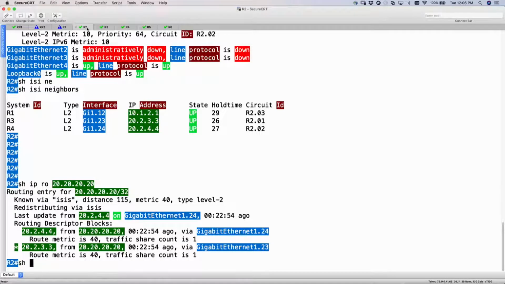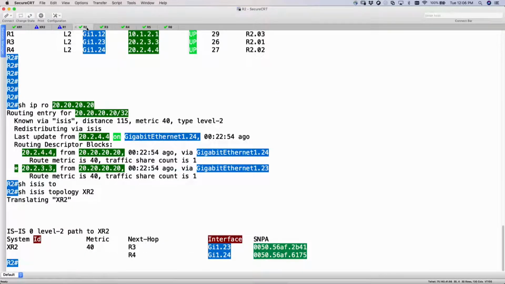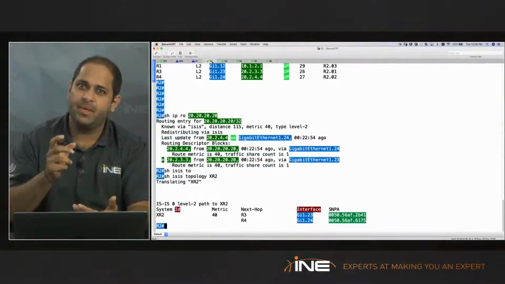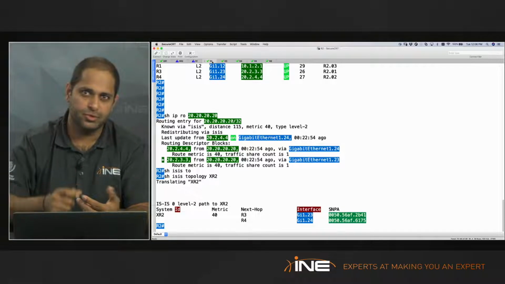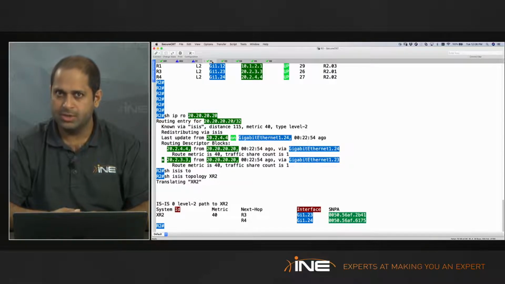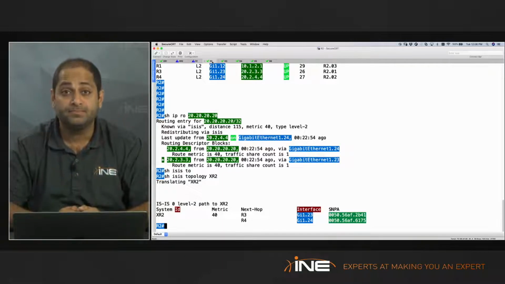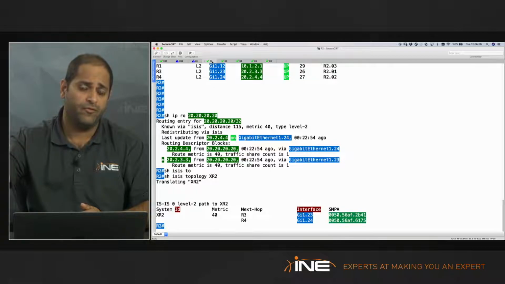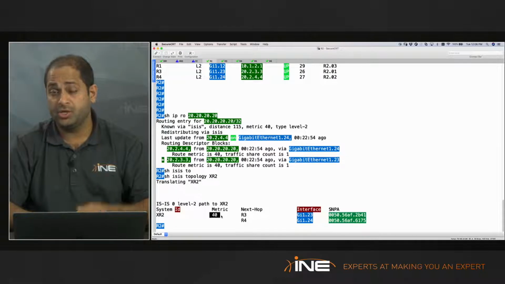Let's do a show ISIS topology to reach XR2. Here I can see that again it is doing a load balance and the total metric is 40. That basically means that there must be one router R3 in the middle, maybe there's R6, there's XR1 and there is XR2. So there are 4 routers in total after R2, which gives me a total metric of 40. So 10 is basically like a hop count. Every hop of a router has a metric of 10. Since there are 4 routers ahead of R2 to reach XR2, my total metric is 40 to reach XR2 through R3 or R4.